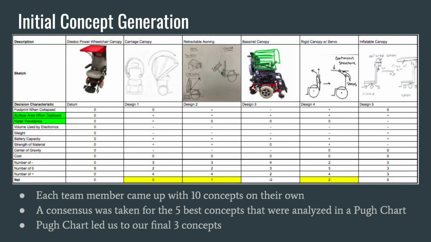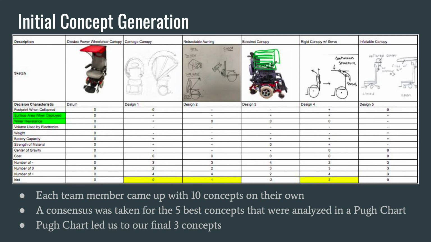Hi, I'm Kelsey, and I'm going to talk about our initial concept generation, and later I'm going to talk about the analytical hierarchy process. For our initial concept generation, each team member individually came up with 10 different concepts, so we had 60 initial ideas for our design.